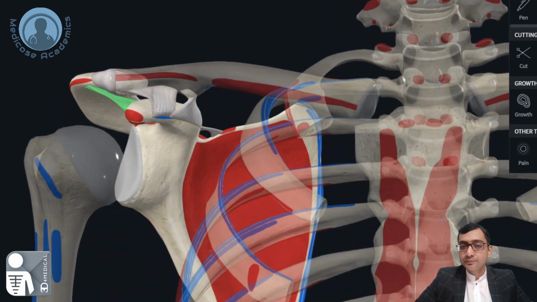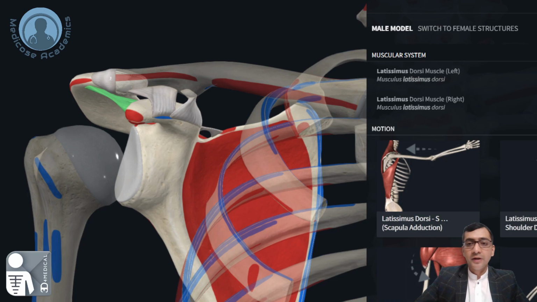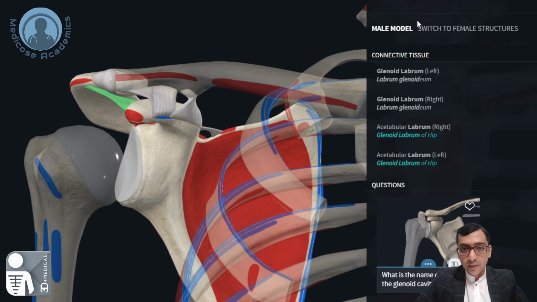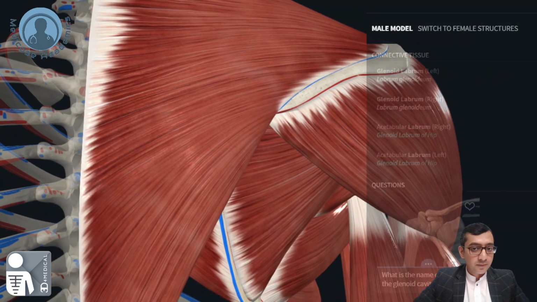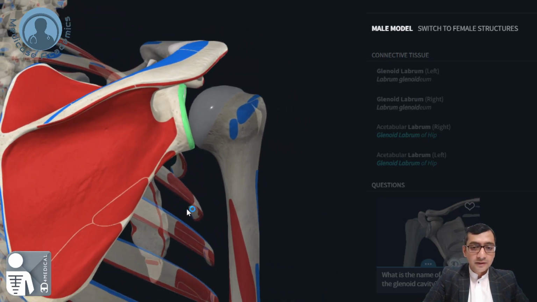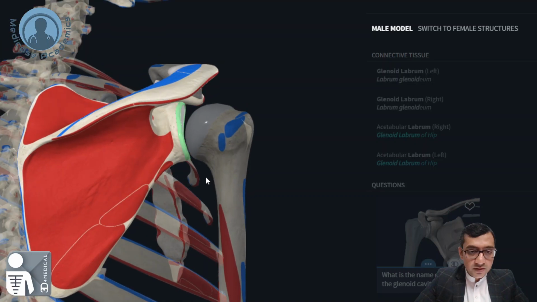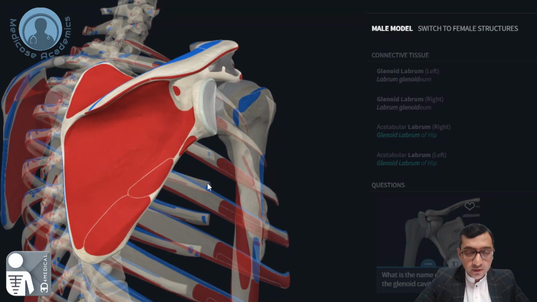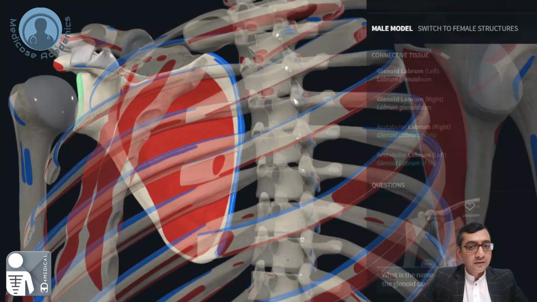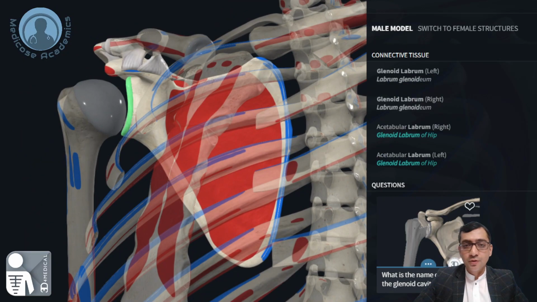Then comes the glenoid cavity. Glenoid cavity has a rim of fibrocartilage that is called the glenoid labrum. The glenoid labrum is basically a rim of fibrocartilage. Let me close the muscle there. This is basically a rim of fibrocartilage that circles the articular surface of the glenoid cavity, glenoid fossa, and actually deepens the surface to make the shoulder joint more stable. And then there will be ligaments from coracoid process to the humerus.